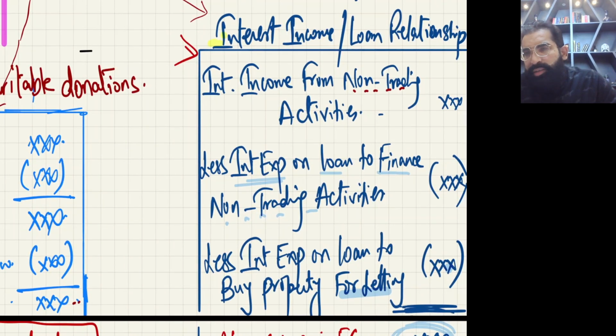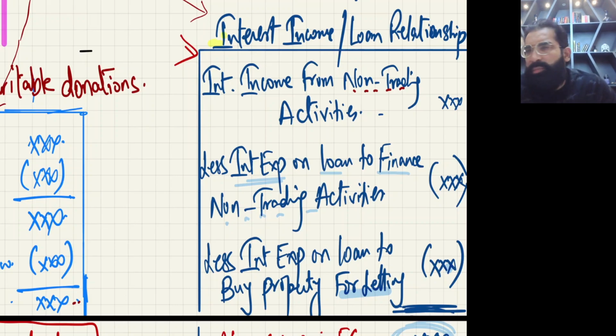Now as a student, you may ask for practical examples of these two. Let me give you the practical examples. If you have taken a loan to buy inventory, for example a bank overdraft, then this inventory is for trade, so this loan has been taken for trade, so that loan interest will be allowed from trading income.